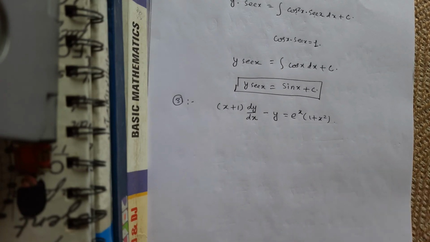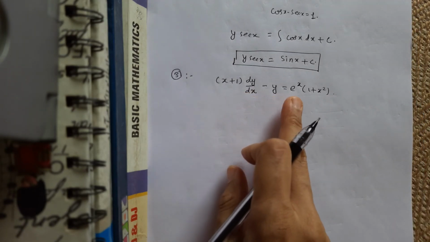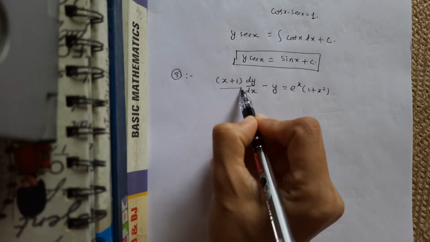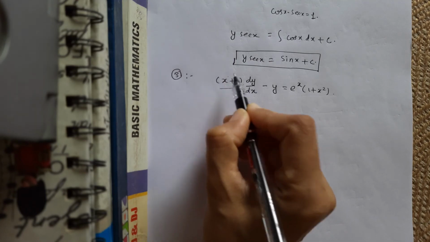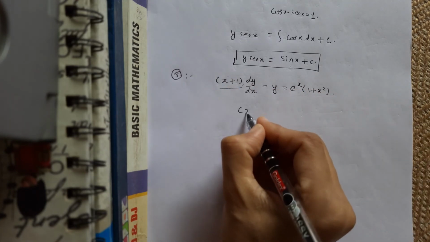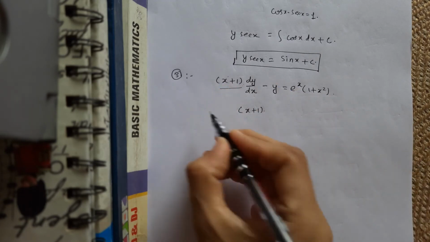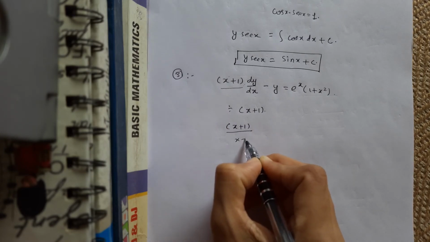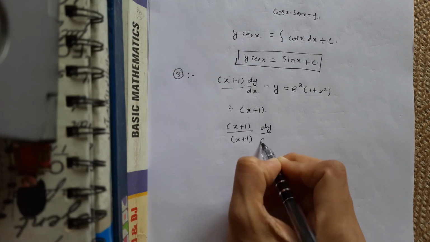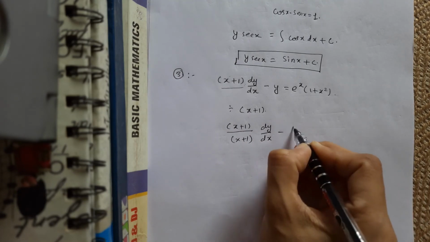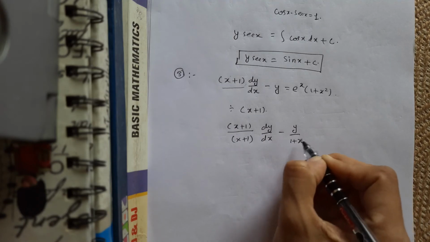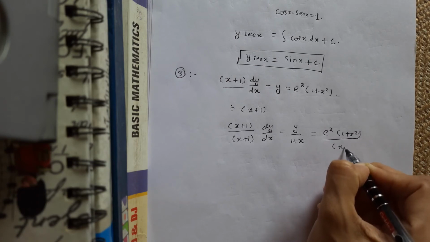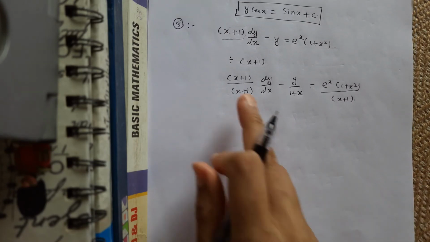Next example is (x plus 1) dy by dx minus y equals e to the power x (1 plus x) square. So first of all I want to remove this term, because I don't want anything here in multiplication. So I am dividing the whole equation by x plus 1. Each term of the equation will be divided by x plus 1: minus y upon x plus 1 equals e to the power x into (1 plus x) square upon x plus 1. Okay, this gets cancelled.